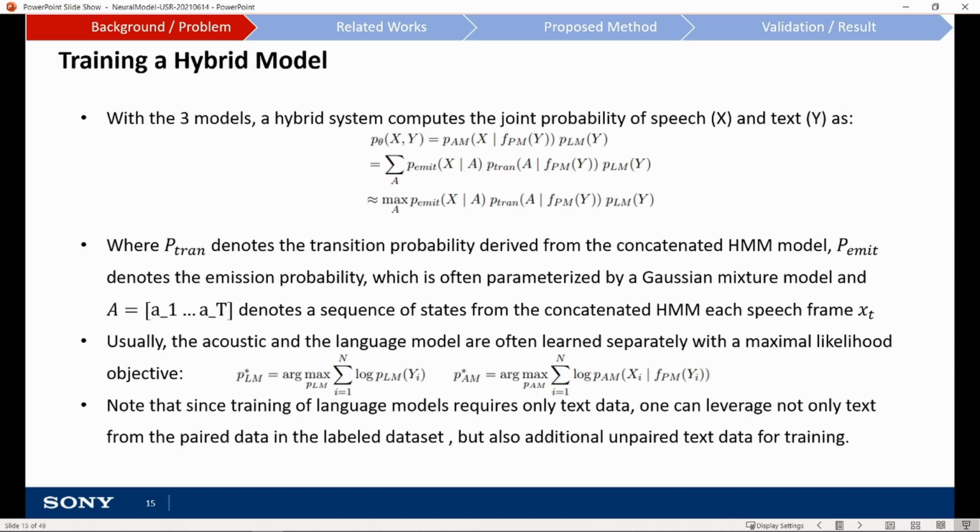So with the three models, a hybrid system can compute the joint probability of speech and text as follows. It combines the distribution of the acoustic model and the language model, and the acoustic model is conditioned on the pronunciation model. And you can see here that the acoustic model and the language model are not really dependent on each other. The language model is only dependent on the text data, and the acoustic model is modeling the speech for given phonemes, which is also not dependent on the language model. So they can be learned separately from each other, and we can then later use them for inference.